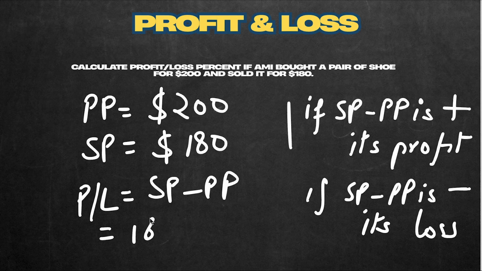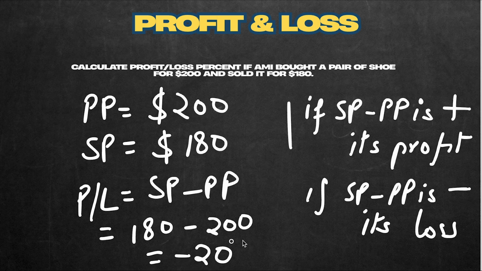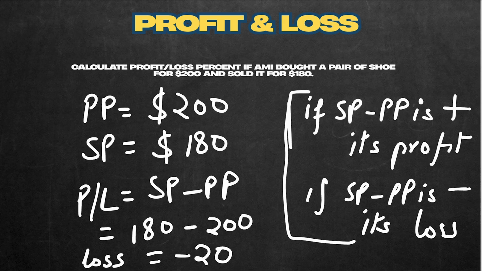SP was $180. Let's remove the dollar for now, we don't need it. And PP was $200. So my final result was minus $20. Now, as per these rules, SP minus PP is negative, so it's a loss. So there was a loss of $20.